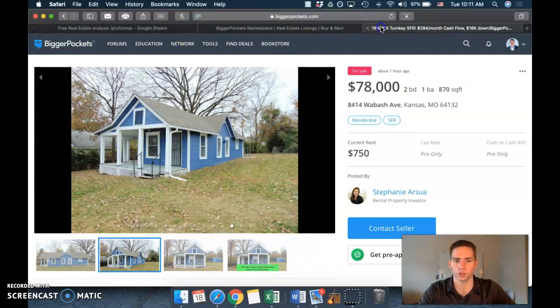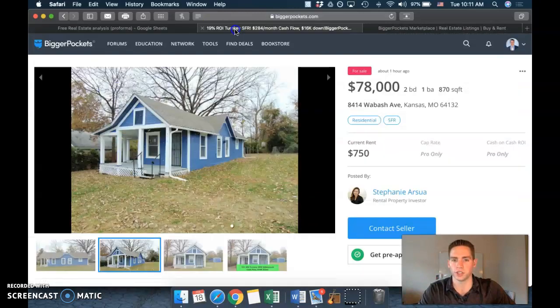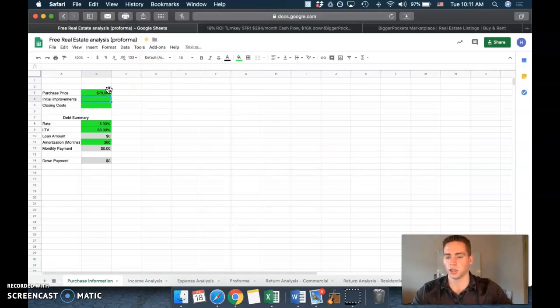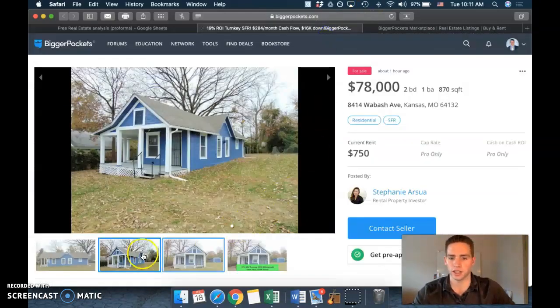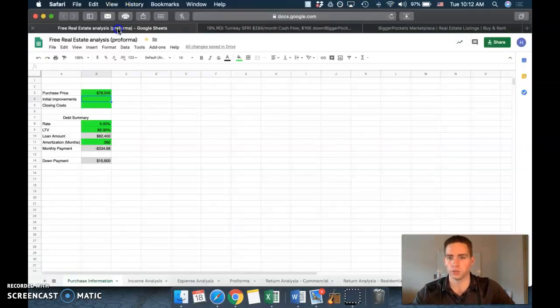So what we're going to do is come over here and start entering information in. They want $78,000 for this. So in the purchase price, we're going to put $78,000. Initial improvements, let's say there's no initial improvements needed, so we're going to put 0 in there. And let's say for closing costs, it's going to be $2,000 in closing costs.